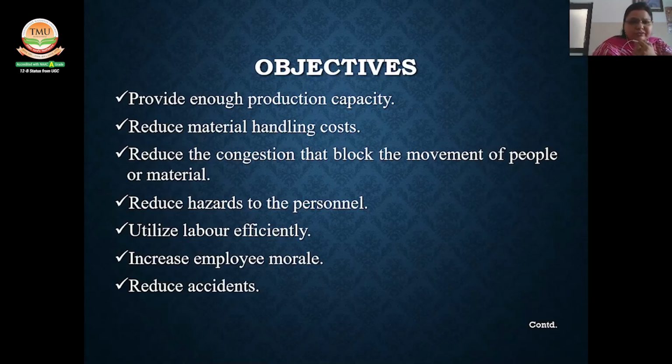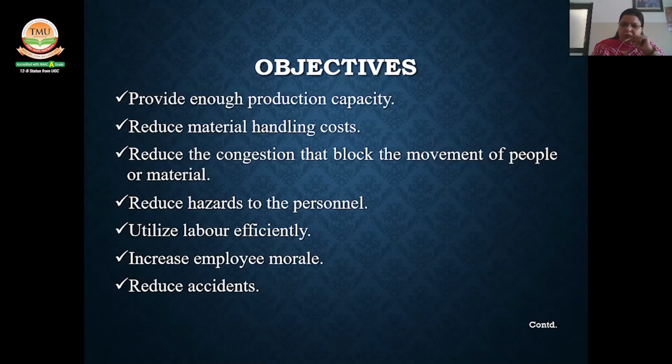So these are basically the objectives of facility layouts. First, it will provide enough production capacity. If the facility layout is very effective, the production will also be very high. Second is reducing material handling cost. If the things are arranged in a proper manner, you can reduce the handling cost also. Next is reducing the congestion that blocks the movement of people or material. Congestion means blockages.